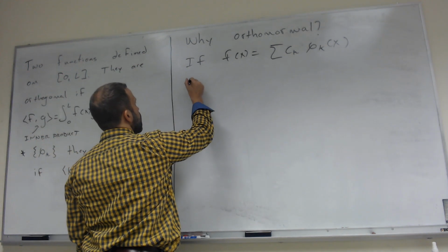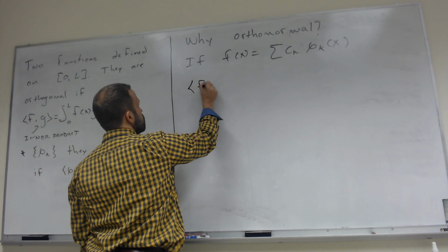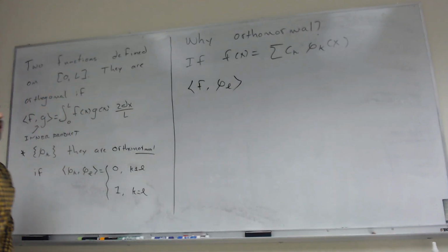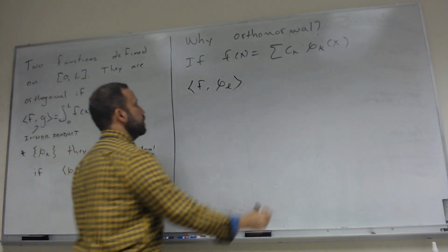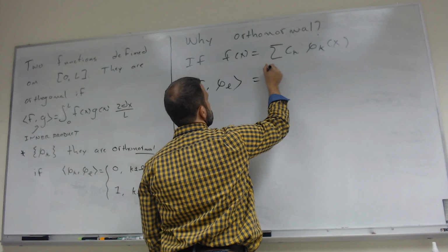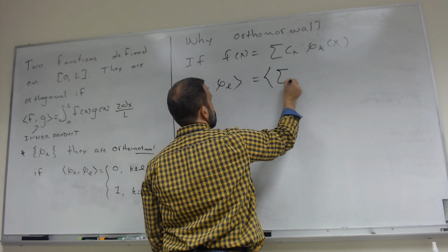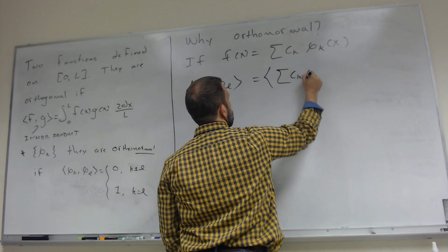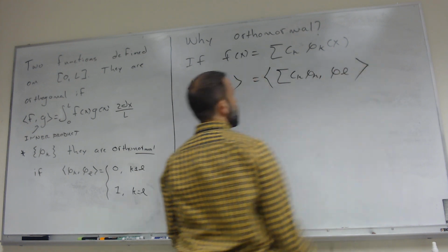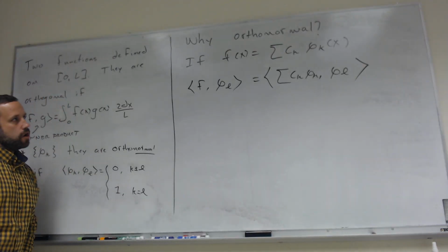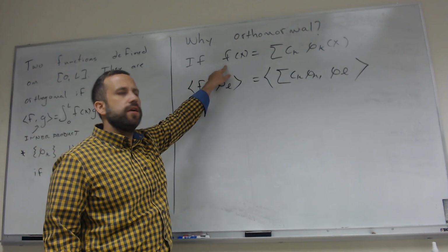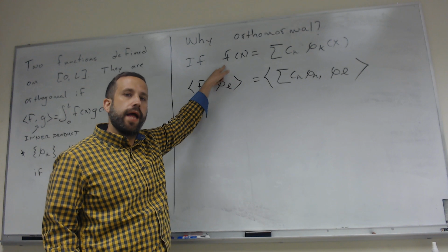So if I look at the inner product of f and, let's say, phi_l, well, what am I going to get? Well, f is equal to this, so I'm going to get the inner product of the sum of c_k phi_k with phi_l, like this. Okay, and notice this notation right here is a little ambiguous, or I'm claiming too much.